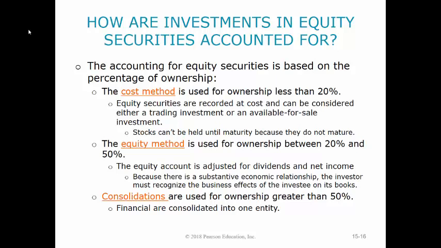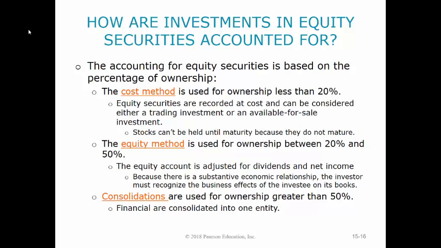While debt securities are accounted for essentially the same way, regardless if they are trading debt, available for sale debt, or held to maturity debt, the way that you classify your equity securities changes the methodology you have to use to account for those equity securities. If you own less than 20% of a company, you are allowed to use what is called the cost method. And the cost method essentially treats it purely as an investment.